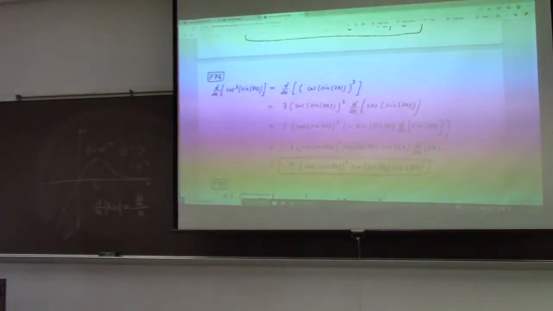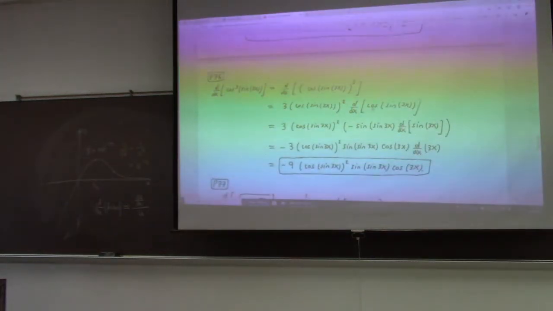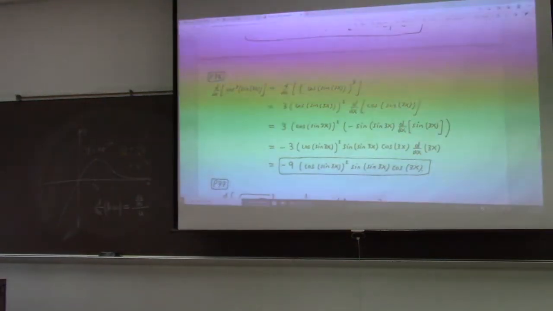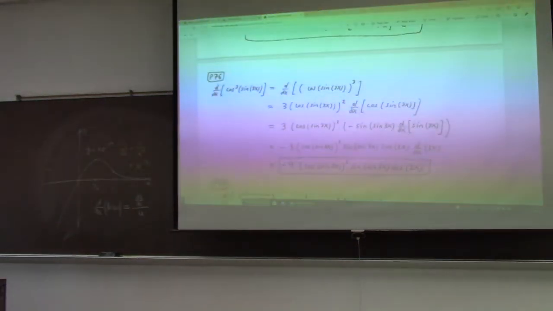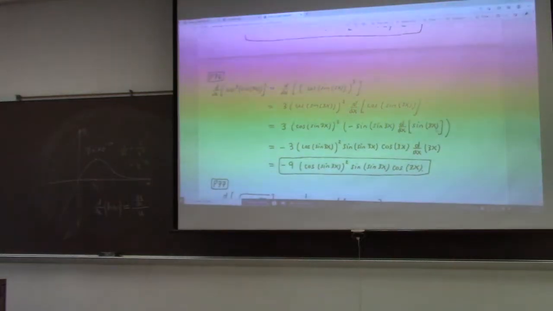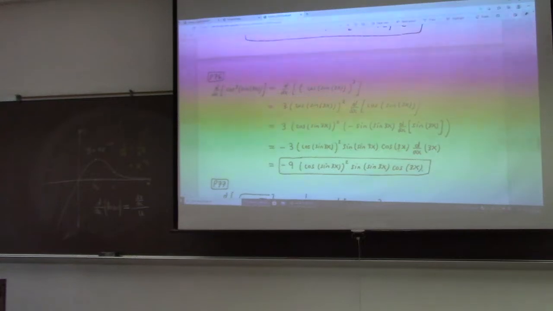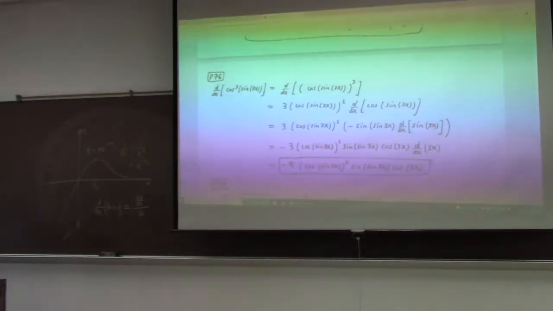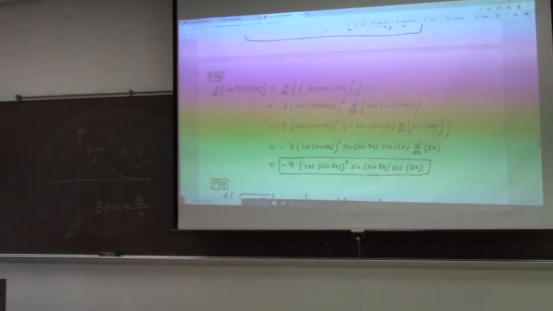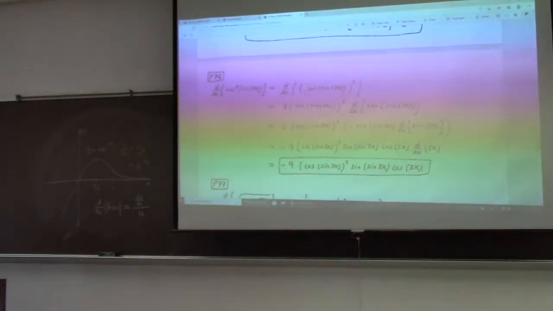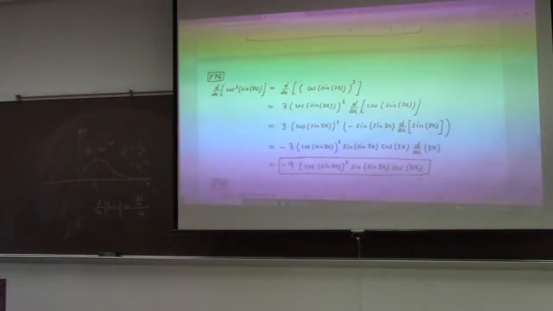And then I do the chain rule on that. Well, now the outside function's cosine, and the inside function is sine of 3x, so I do minus sine of sine of 3x, and I have to differentiate the inside function. That gives me cosine 3x. But there's still yet another inside function, which is 3x, right? So that brings out the 3. So 3 times 3 is 9 at the end.